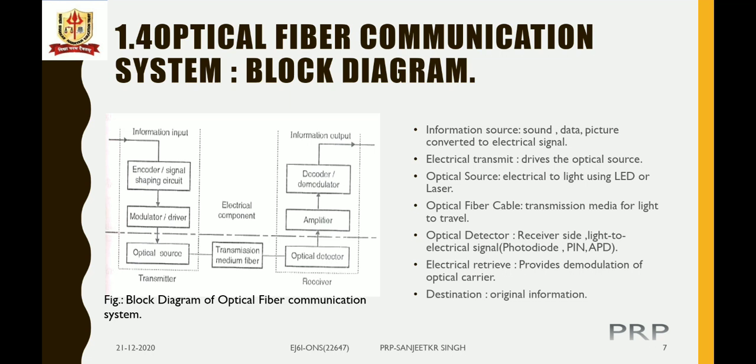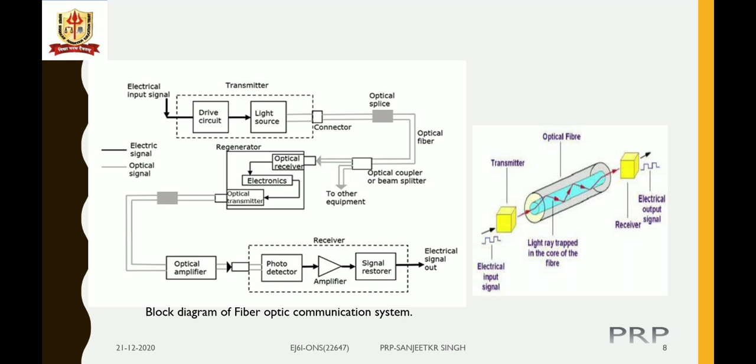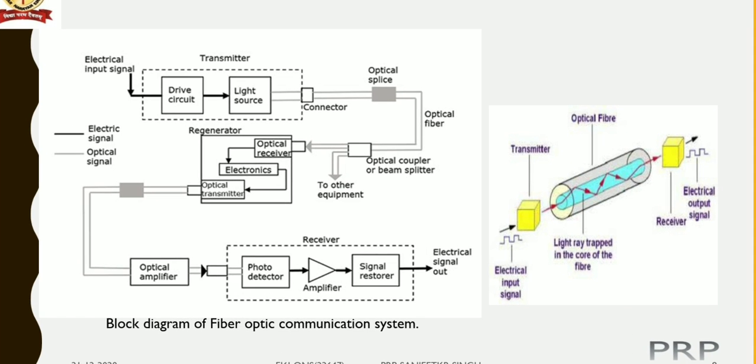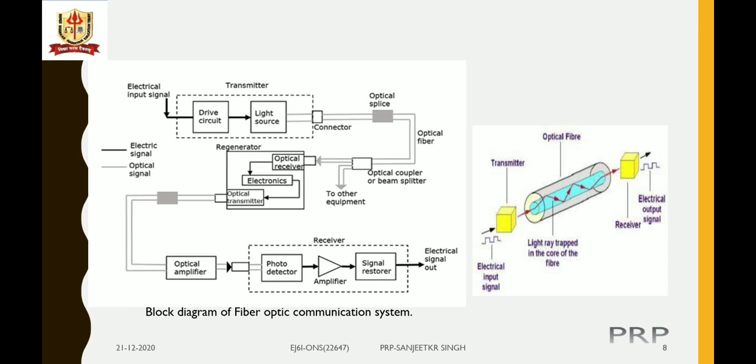Here is another, similar block diagram. This diagram is also valid and explains the same, where we find the electrical input signal and the transmitter section of a drive circuit that will control the turning on and turning off of the light to represent the binary data 1 and 0.